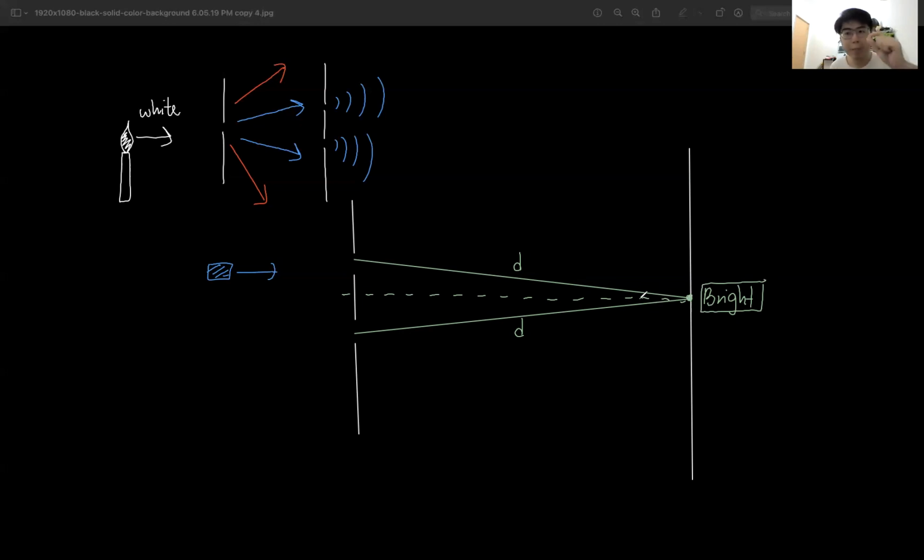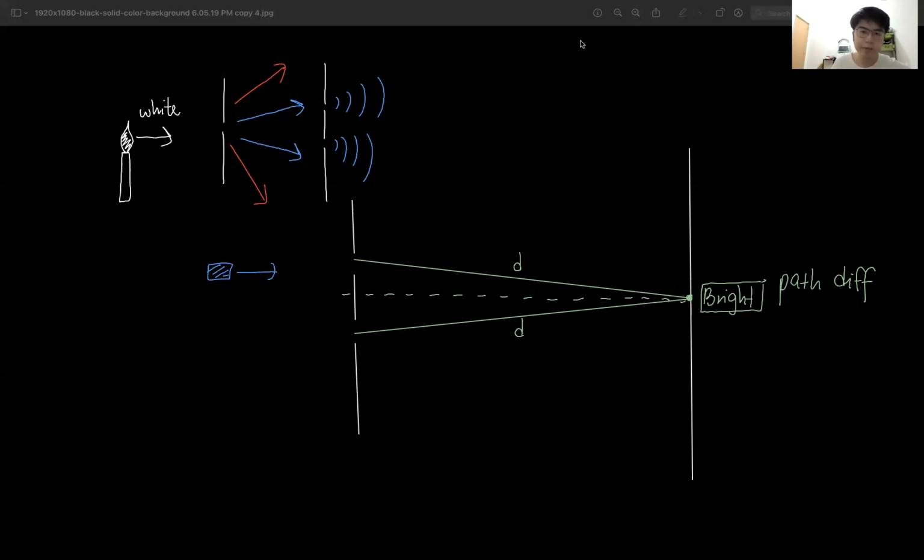That means the path difference is 0, because they travel the same path, so there's no lagging behind. They arrive at the same time. In other words, the path difference or the phase difference is 0 when they arrive at the center here.